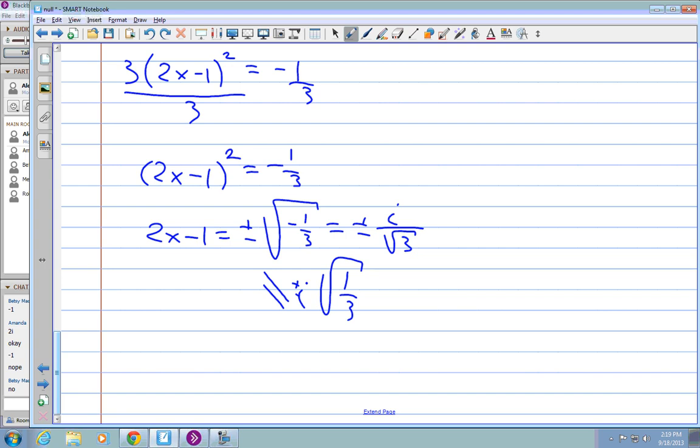But can you leave a radical in the denominator? No. What do you do about it? Yeah, multiply by square root of 3 over square root of 3 to rationalize the denominator. So really what we end up with is plus or minus i square root of 3 over 3. So that's what my right-hand side is. Is that okay?